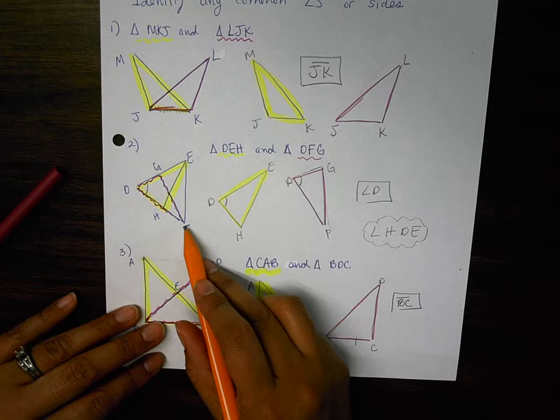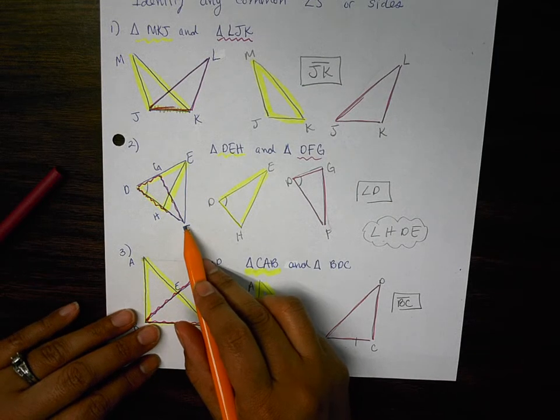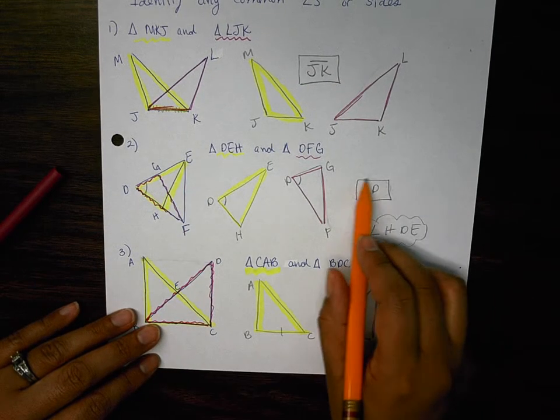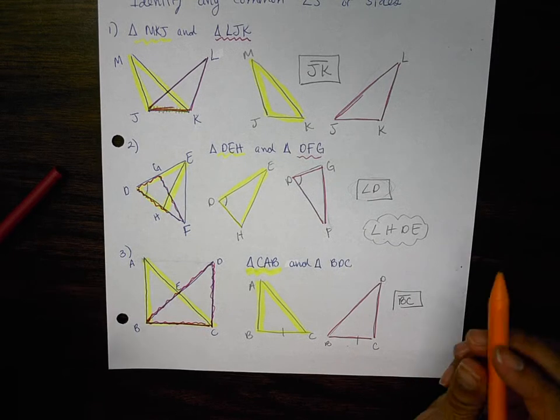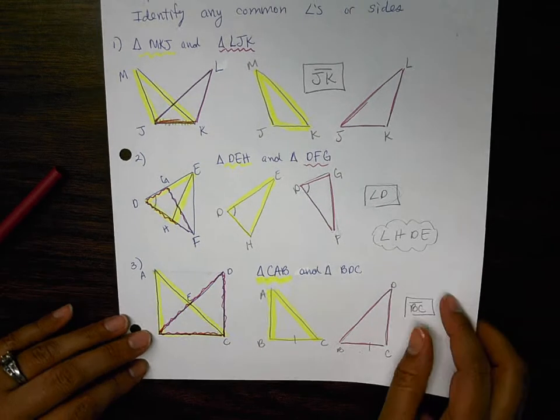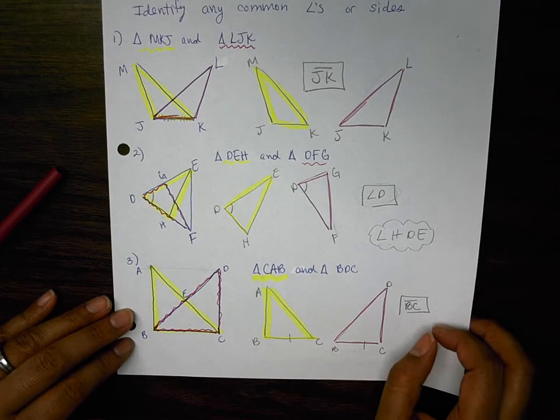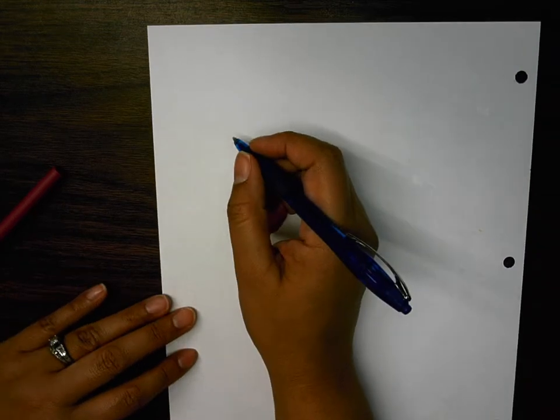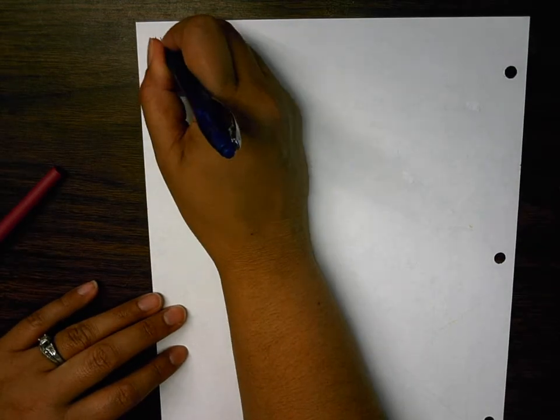Or what else could they have called it? GDF. Or FDE, EDF. There's a number of ways they could have called it. Either way, it's all the same. It's all angle D. Make sense? All right, questions before we move on? Okay.